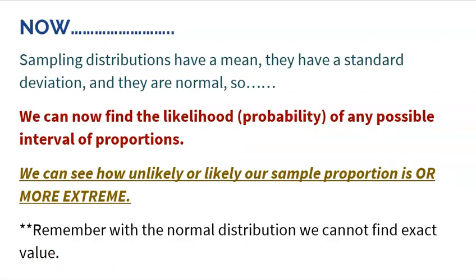Now, since sampling distributions have a mean, they have a standard deviation, and they're normal, we could calculate probabilities. We could calculate probabilities of any interval: above, below, in between. We could even determine what would be a significantly high or a significantly low sample. Now, just keep remembering one thing. The only thing the normal model cannot do is calculate an exact value's probability. It can do intervals, more, less, but it cannot do an exact value.